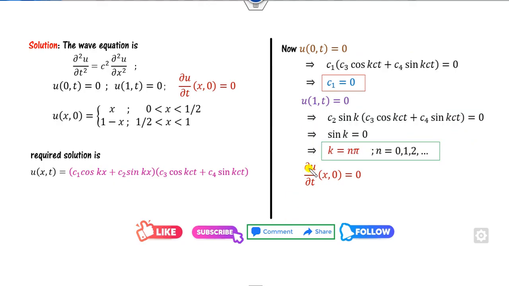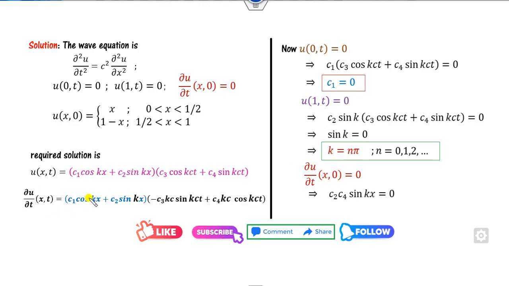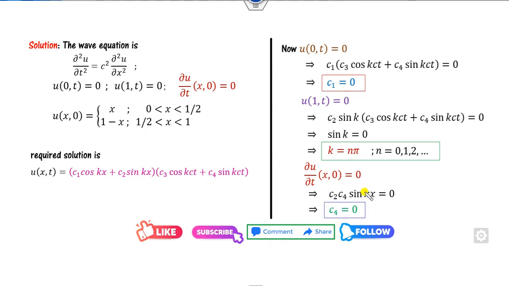In the last case, you have to find del u by del t first. If you take the derivative, you will get this form. Now substitute t equal to 0. This value will be 0, c1 is 0, cos 0 is 1. So this number will be c2, c4. k can never be 0, c can never be 0, c2 can never be 0, so c4 will be 0.